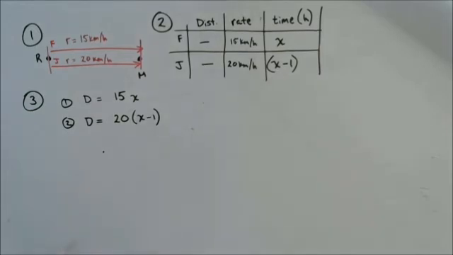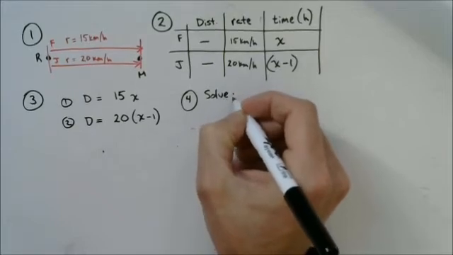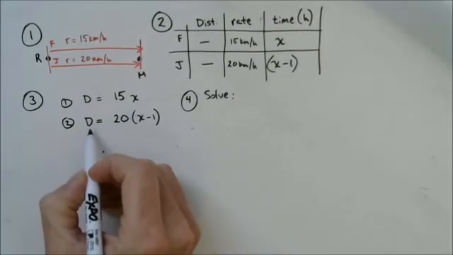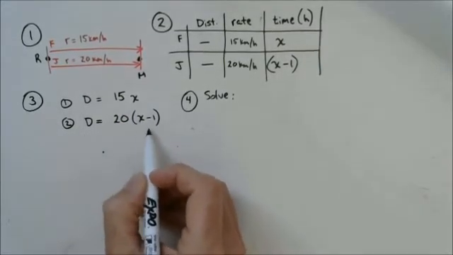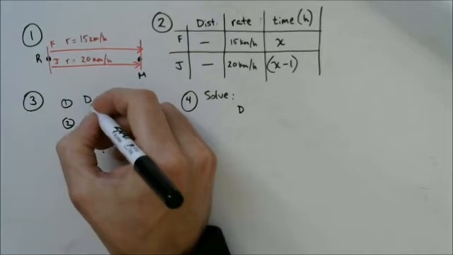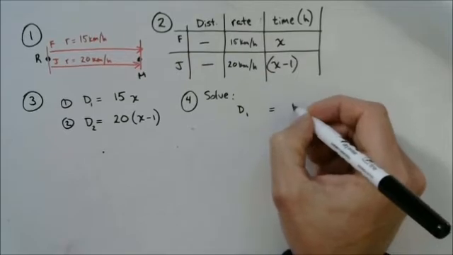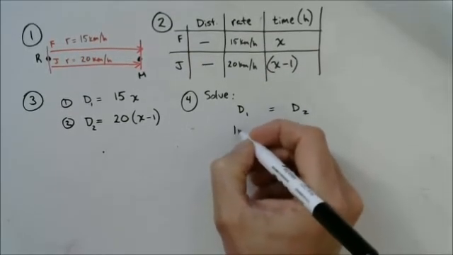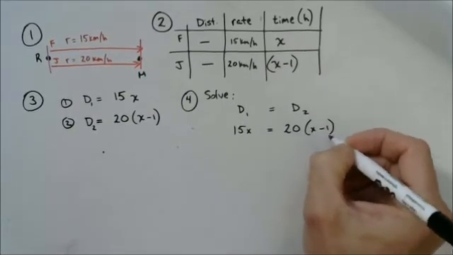All right. So now we have 2 equations. We have 1 variable, which means that we can go ahead for step 4 and we can solve this thing. Well, if we know that d equals d, and we know that d equals 15x, and d also equals 20 times x minus 1, we can say, and maybe I will just call this d1 and d2, the distance of Frank and Jesse. If d1 equals d2, then we know for certain that 15x is equal to 20(x minus 1).